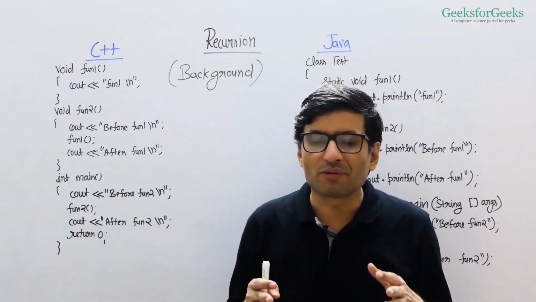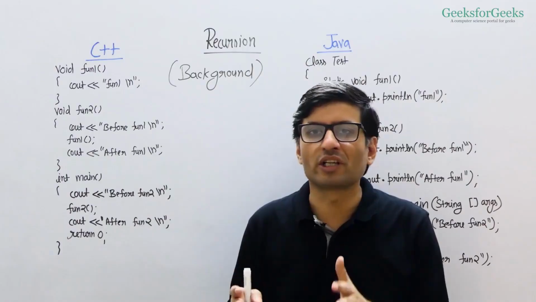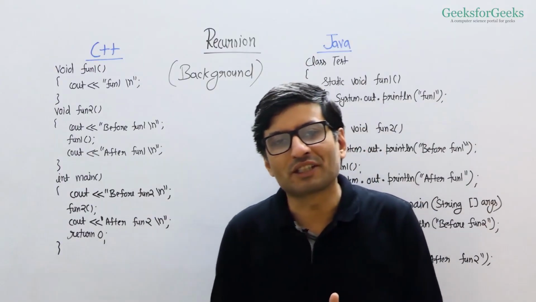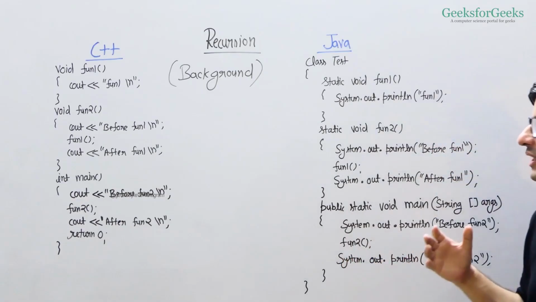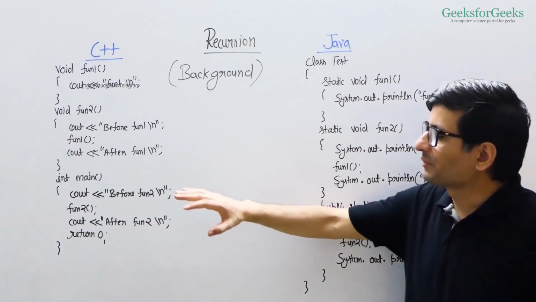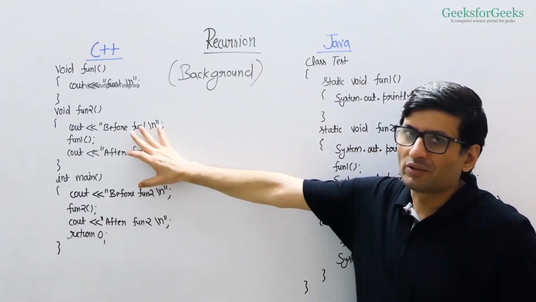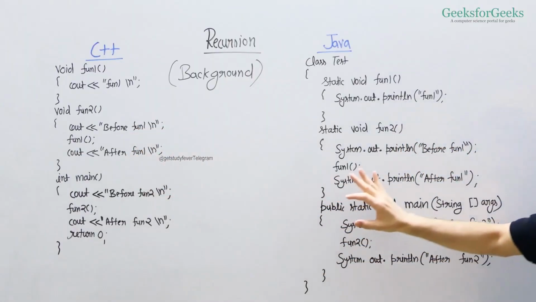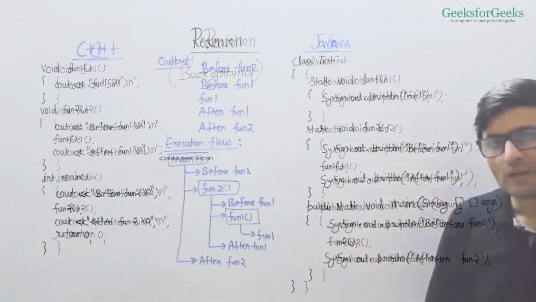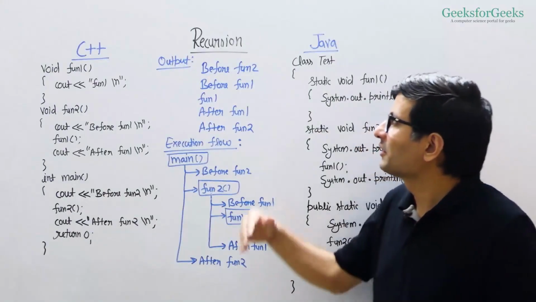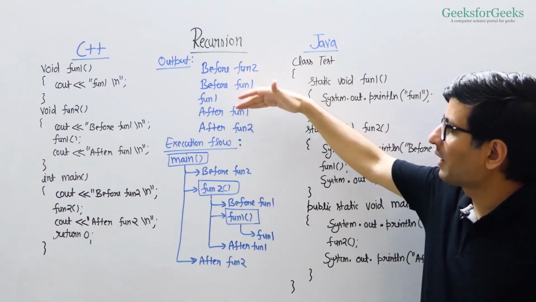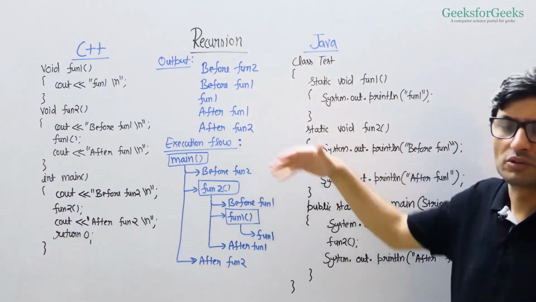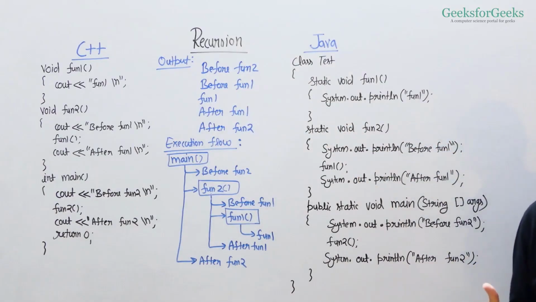make sure that we understand function calling really well. So as an exercise, please take a look at these programs and try to get the output. If you're a C++ programmer, you can take a look at this program, and if you're a Java programmer, you can take a look at this program. The output of this program is before fun2, before fun1, fun1, after fun1 and after fun2. Let us see how we are getting this output.